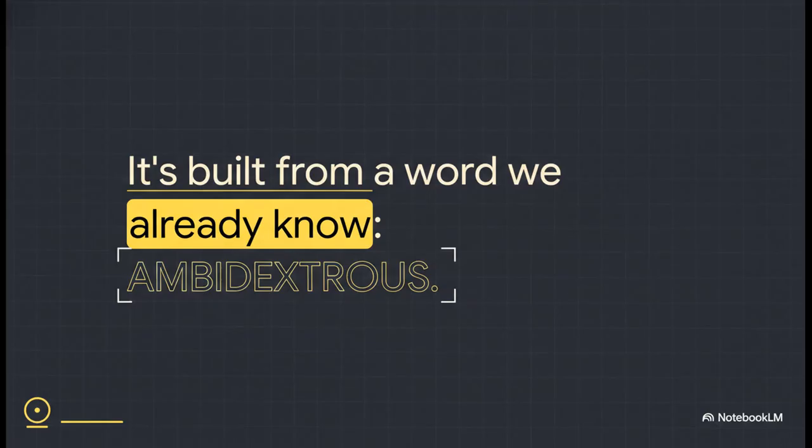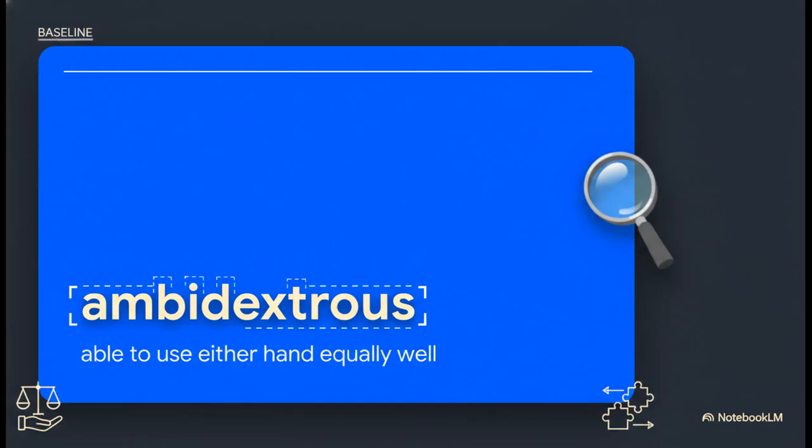Well, here's the secret. It wasn't just made up out of thin air. It was actually built, almost engineered, from a word we already know and understand, ambidextrous. We all know what ambidextrous means, right? It's being able to use either of your hands equally well. Think of this as our blueprint. It's the original model that we're about to tinker with.